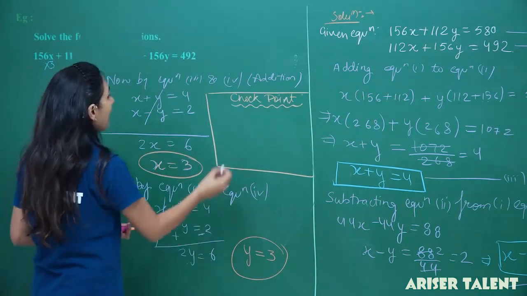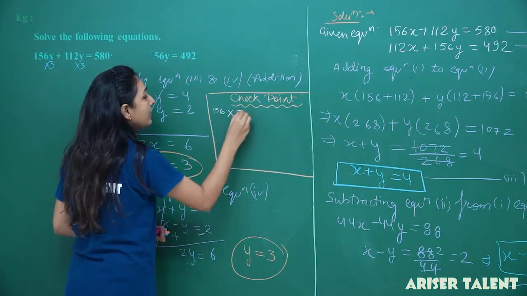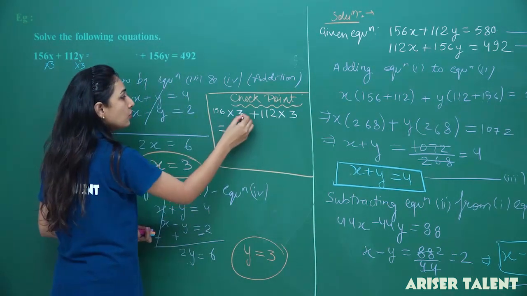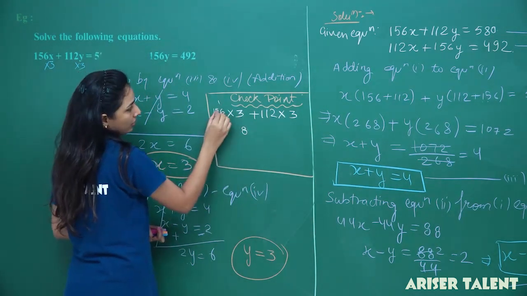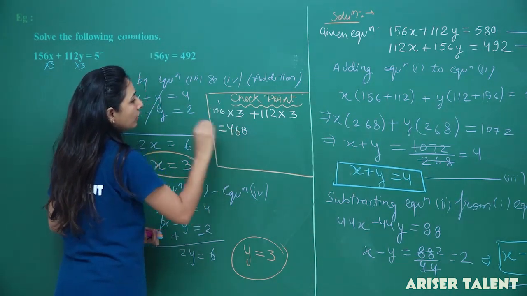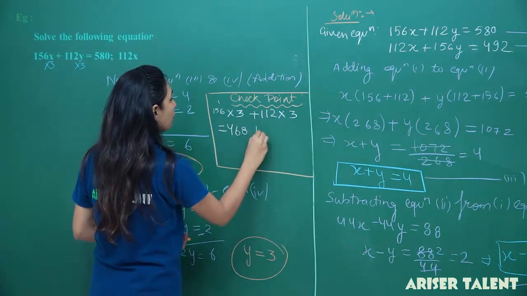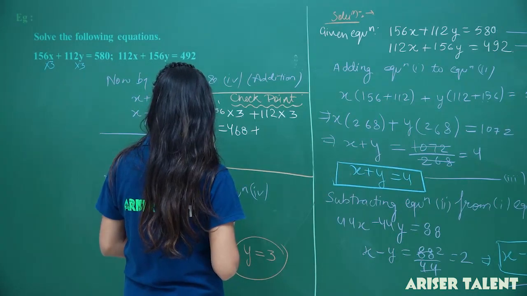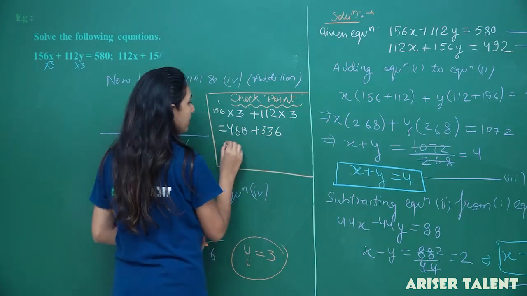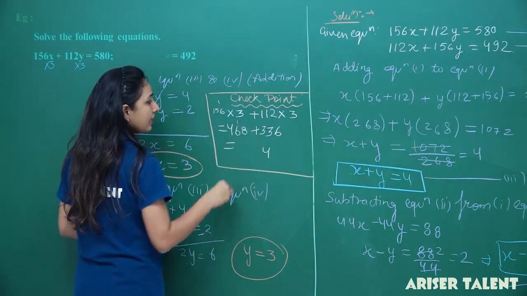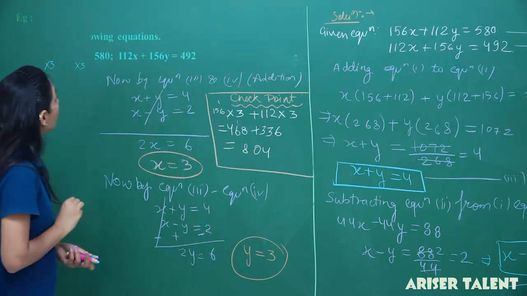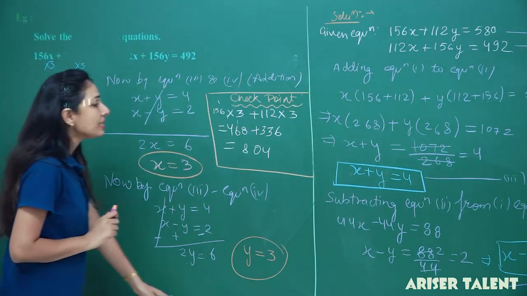So I am having this 156 multiplied by 3 plus 112 multiplied by 3. That equals 468 plus 336. Now it is 4, 1 carry, 7, 8, 9, 10, 0, 1 carry, 4, 4, 8. So it is 804, which is not true. So we have done some silly mistake here.